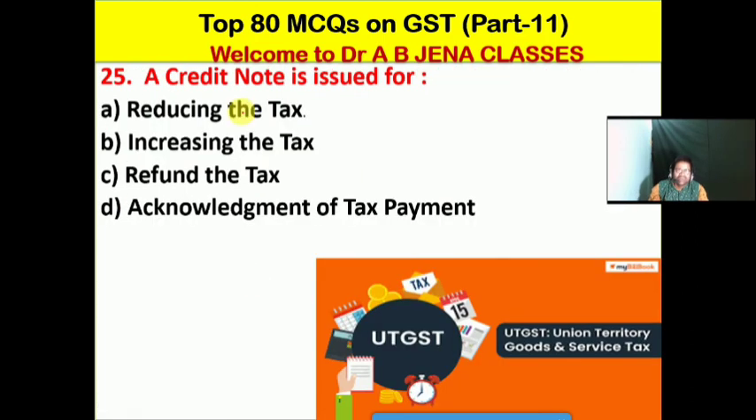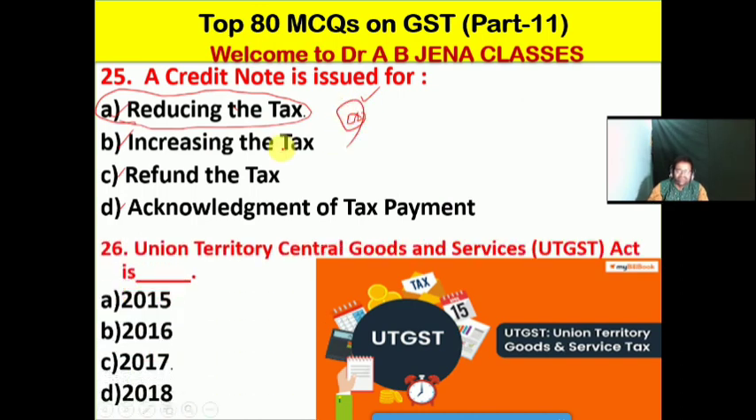So next one हम देखेंगे, a credit note is issued for which purposes? Whether A, reducing the tax, B, increasing the tax, C, refund of the tax, D, acknowledgement of tax payments. No doubt, friends. So A is the right option for this MCQ.